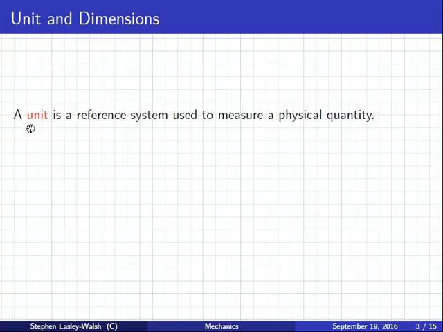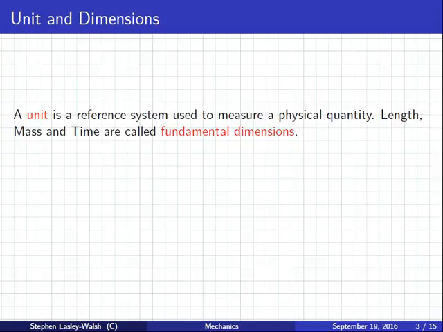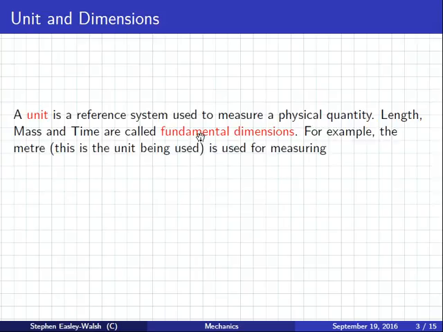So, a unit is a reference system used to measure a quantity. So, for example, length, mass, and time. These are called fundamental dimensions. So what I'm trying to do here is to show you what the difference is between a unit and a dimension. It'll become clearer in a minute. Length, mass, and time, they're called fundamental dimensions. So, for example, the meter, that's the unit.